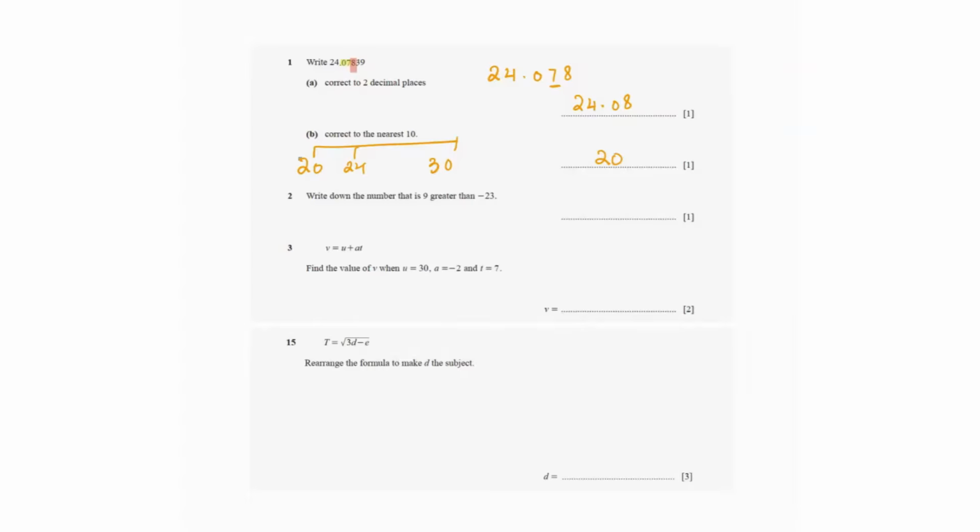Then write down the number that is 9 greater than negative 23. So 9 greater than negative 23 means negative 23 plus 9. Like I mentioned earlier, when you're adding a negative integer to a positive integer, we will do 23 minus 9, which is 14. But the answer will have the sign of the bigger number, which is 23 over, so it's negative 14.